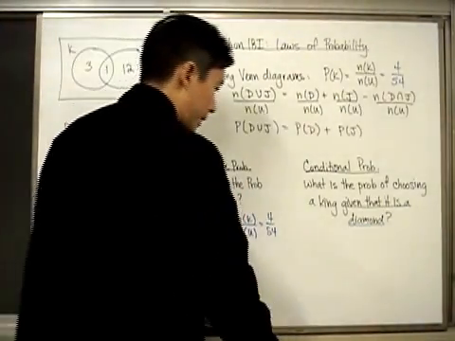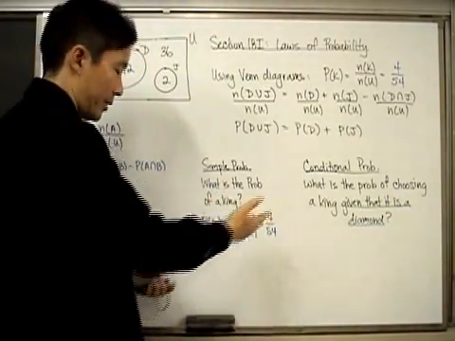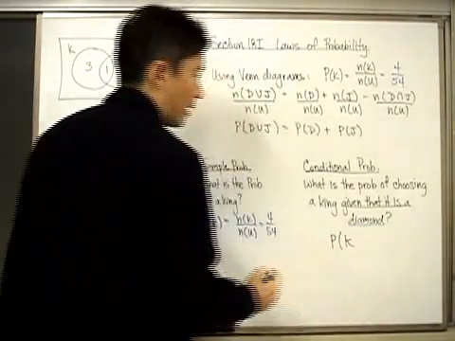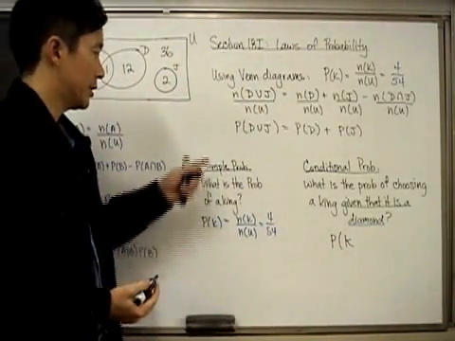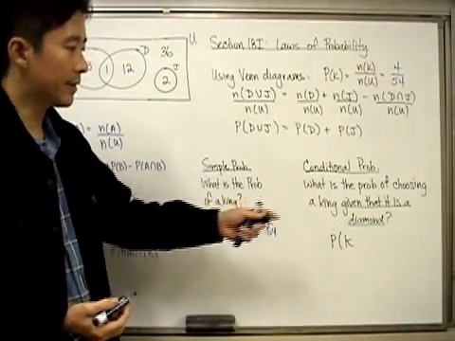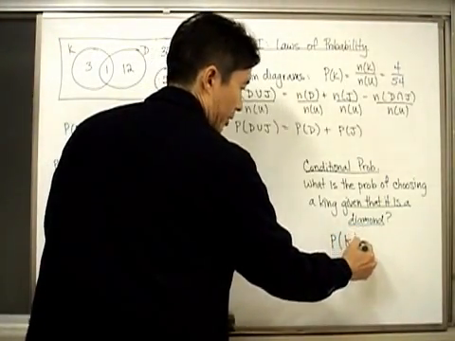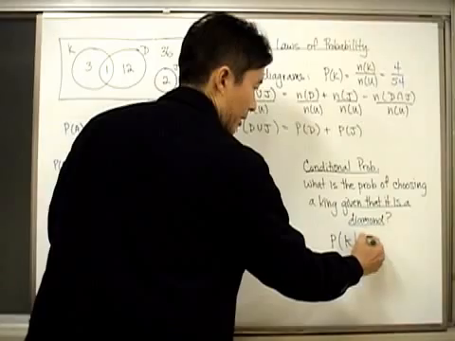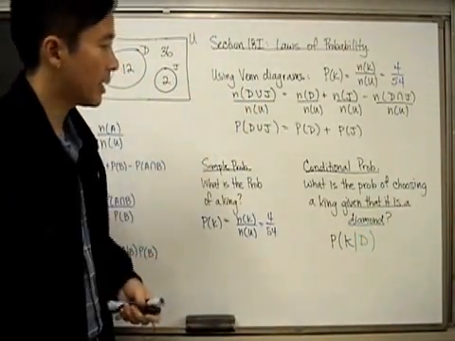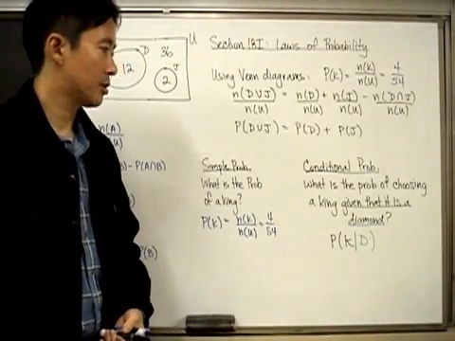Now, how do you go about writing this? Well, we already know how to write the probability of choosing a king, the probability of a king, and that's just going to look like this. Now, how are you going to distinguish between conditional probability and simple probability? Well, the condition is given that it is a diamond. So in order to note that, we're going to draw a straight line like that, and that means given that it is a diamond, and that's how we note that we're dealing with conditional probability.